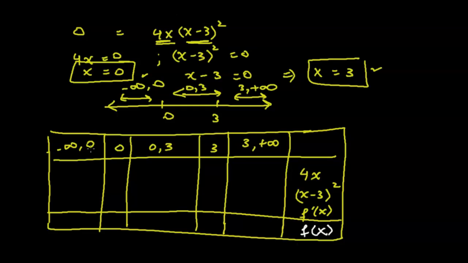Now to simplify 4x, we would take any value from negative infinity to 0. Let's go with a simple value, negative 10. If you put 4 times negative 10, we get negative 40. That means a negative sign.